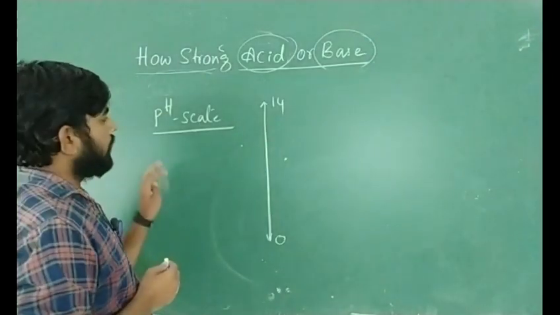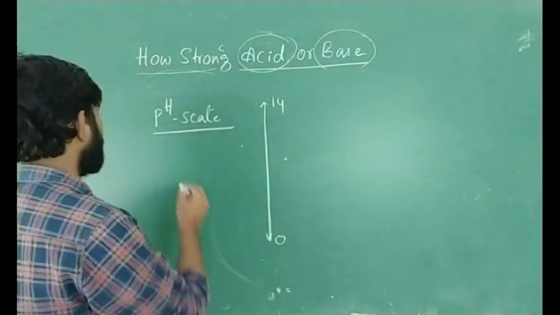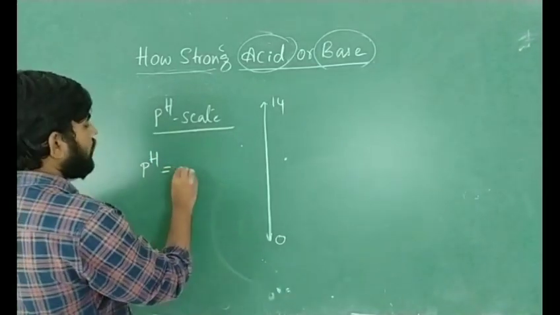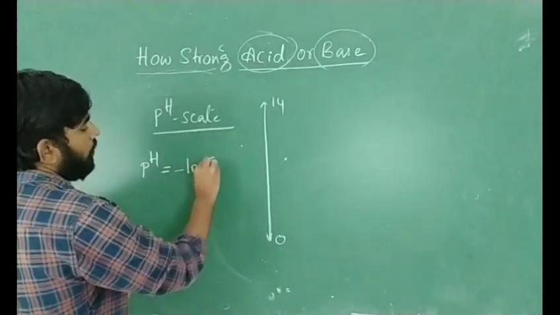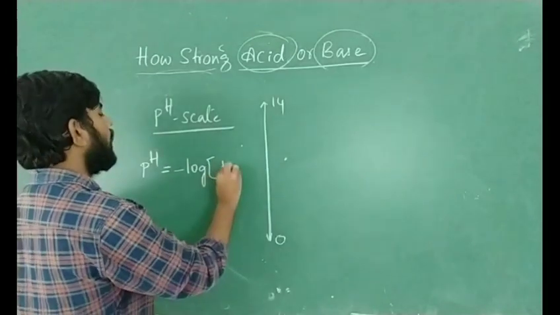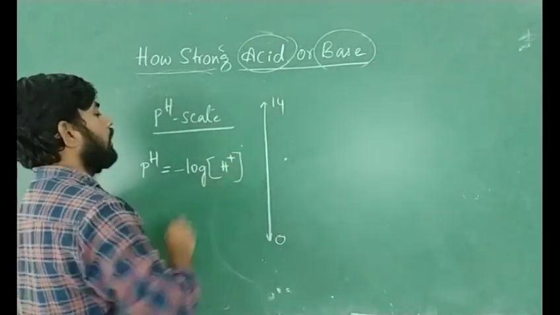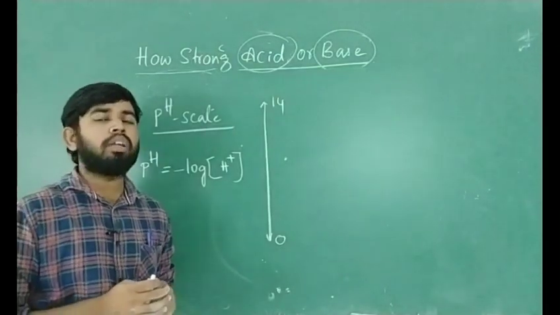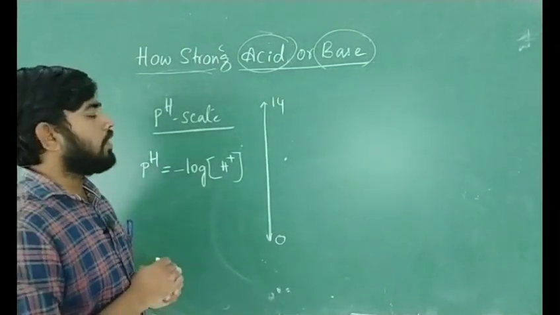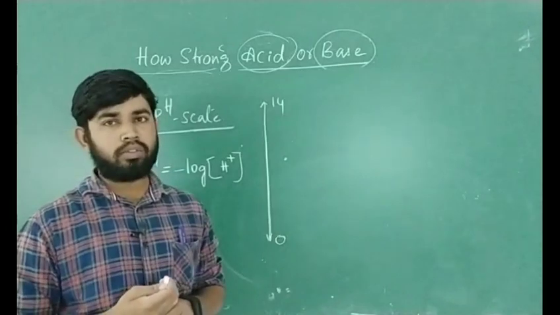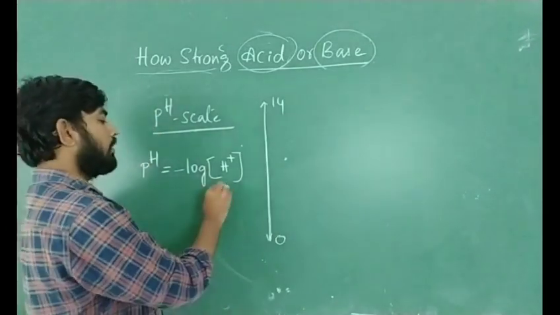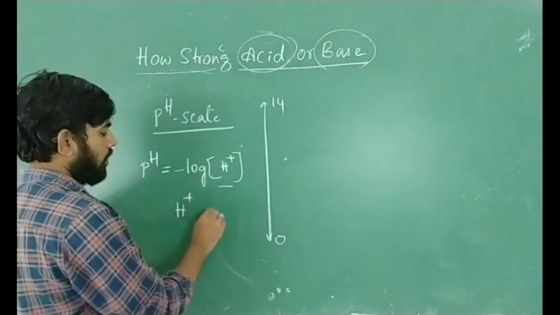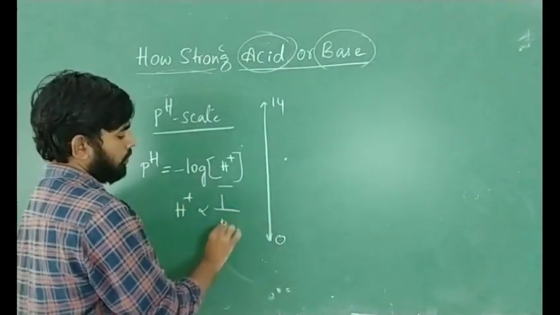Before going to the pH scale, we will study what we mean by pH. So pH means nothing but power of H plus ion concentration. They gave the formula: negative log of H plus ion concentration. As you know, if it is an acid, there will be more H plus ions, and similarly if it is a base, more OH minus ions will be there. Remember, the concentration of H plus ions is inversely proportional to the pH.